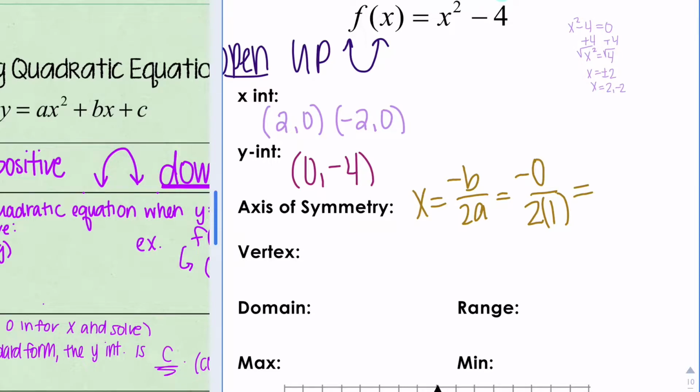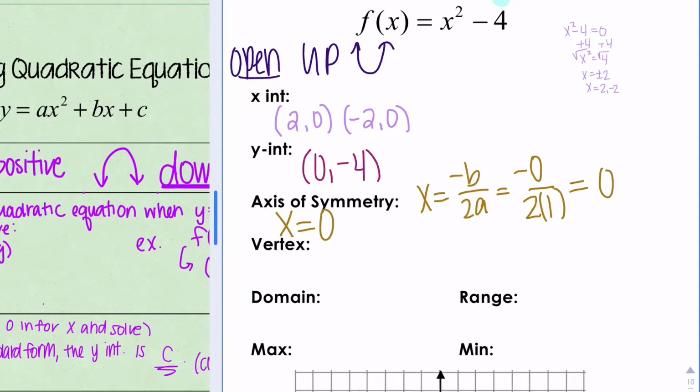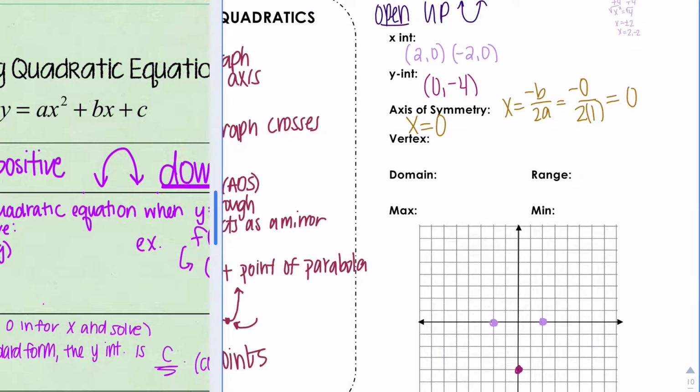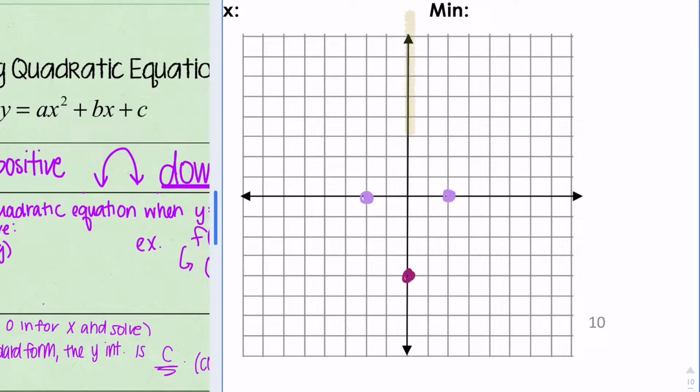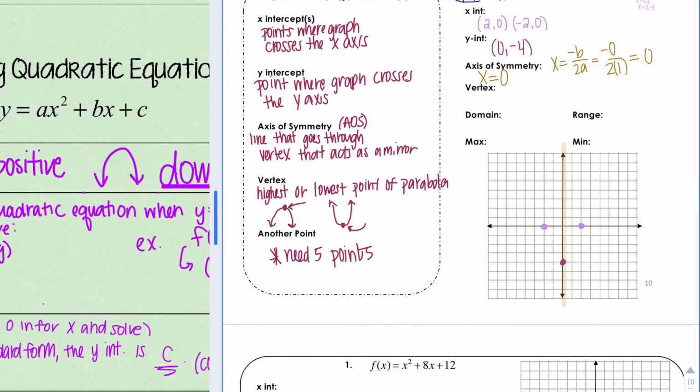And so that's 0 over 2, which is 0. So our axis of symmetry is x equals 0. And that's a line. Remember, like I said, it's not actually part of the graph. We're just going to draw it in with like a highlighter or a dotted line. Draw it right here at x equals 0, because that's going to be our mirror.